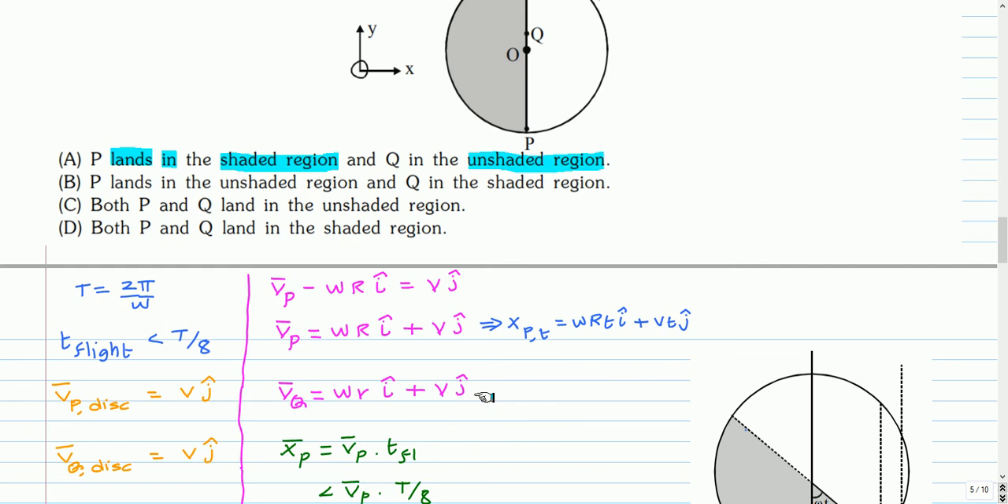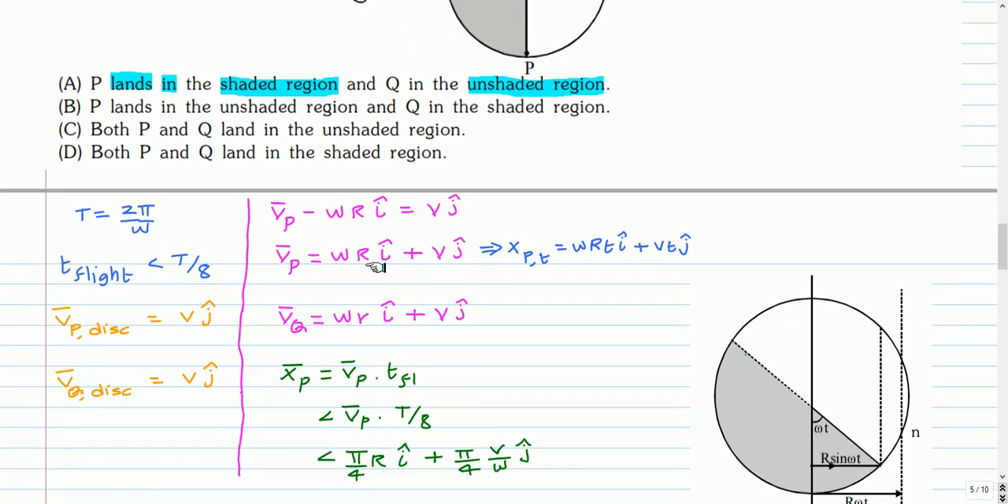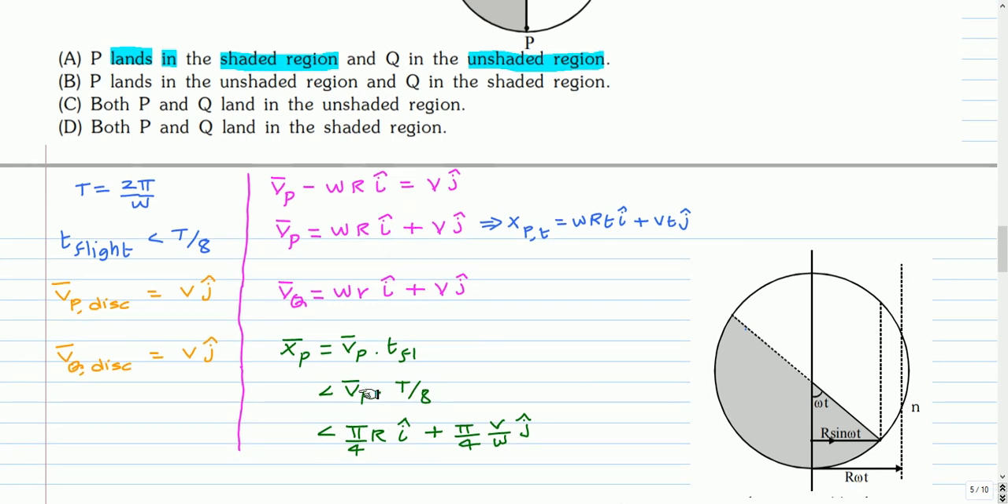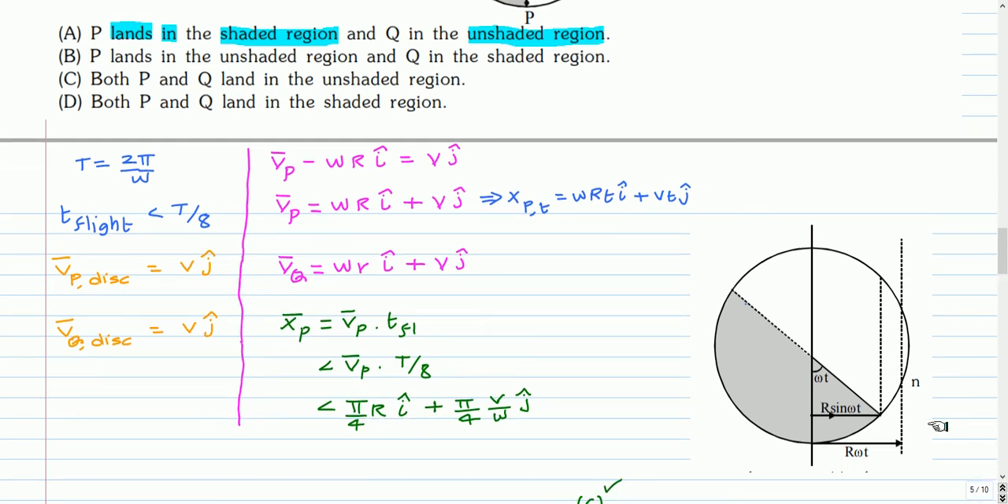plus V j cap. To get the displacement of the pebble, we have to multiply this with the time. So to find the final range, we multiply by the total time of flight, that is less than T by 8. So the range is less than this velocity of the pebble times T by 8, and T by 8 we can get as pi by 4 omega. Using that we get the x displacement as less than pi by 4 into r, and pi is around 3.14, so it is less than r. So the pebble from here will make a displacement in the x direction less than r, so it will land within the disk.